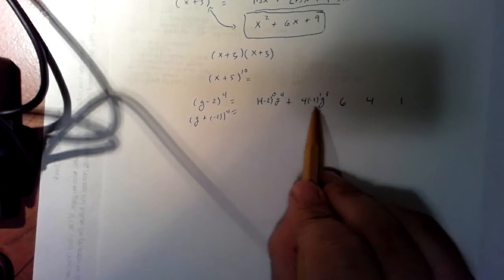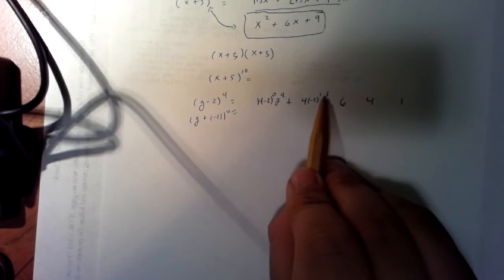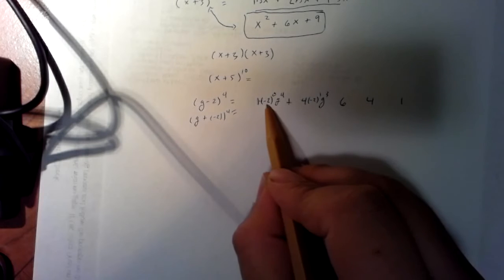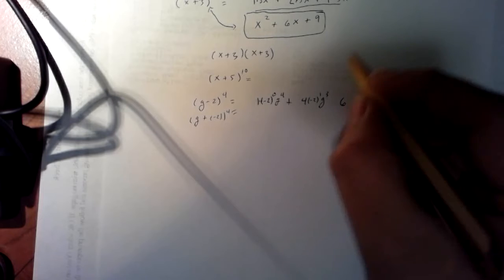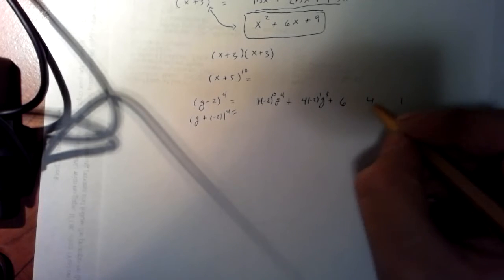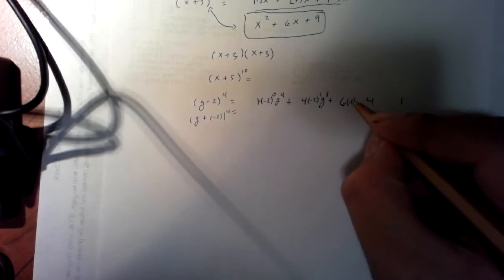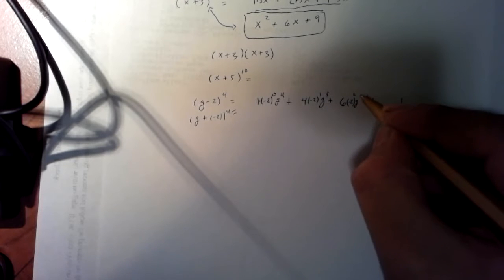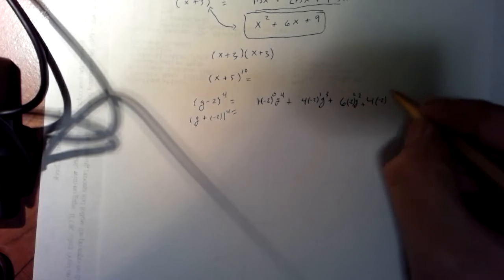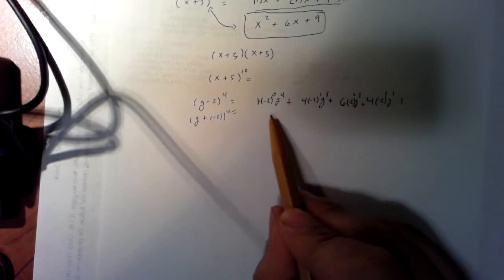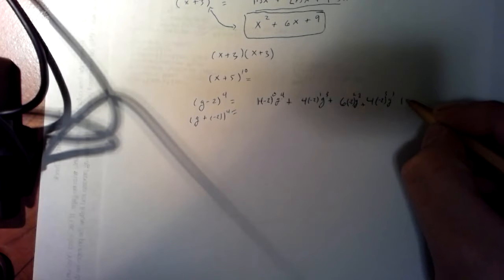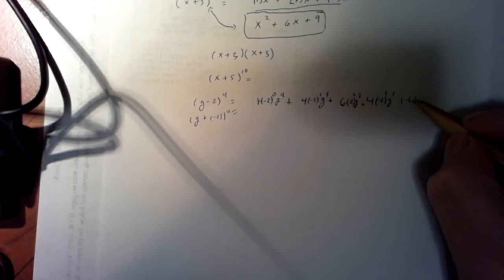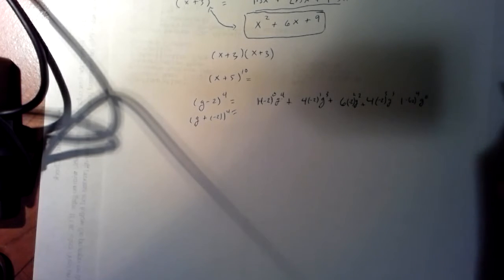Why are we writing g to the power of 3? Because we're decreasing these exponents, right? So this is 4, now it becomes 3. Conversely, this negative 2's exponents are going to be increasing. So now we have plus, and then you have 6. I didn't leave enough space, but that's okay. Negative 2 to the power of 2 times g squared, plus, and then we have 4 times negative 2 to the power of 3 times g to the power of 1, right? Because again, the g's are decreasing and the negative 2's are increasing. Then finally we have 1 times negative 2 to the power of 4, g to the power of 0.